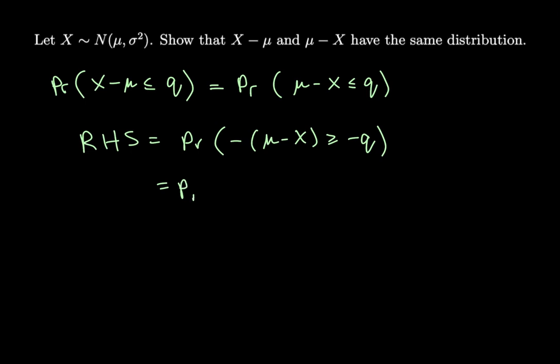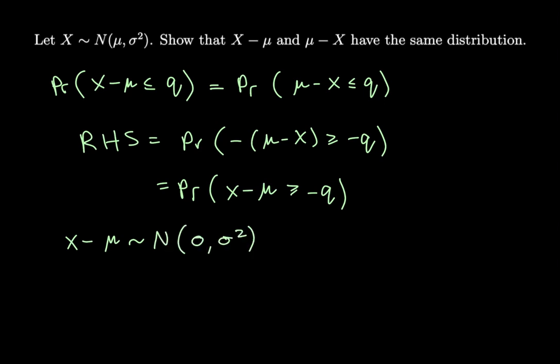So when I simplify that, distributing this negative, I get the probability that X minus mu is greater than or equal to -q. Okay, now since X has a normal distribution and I'm just shifting that normal distribution by the constant mu, X minus mu is distributed normally with mean 0 and variance sigma squared.